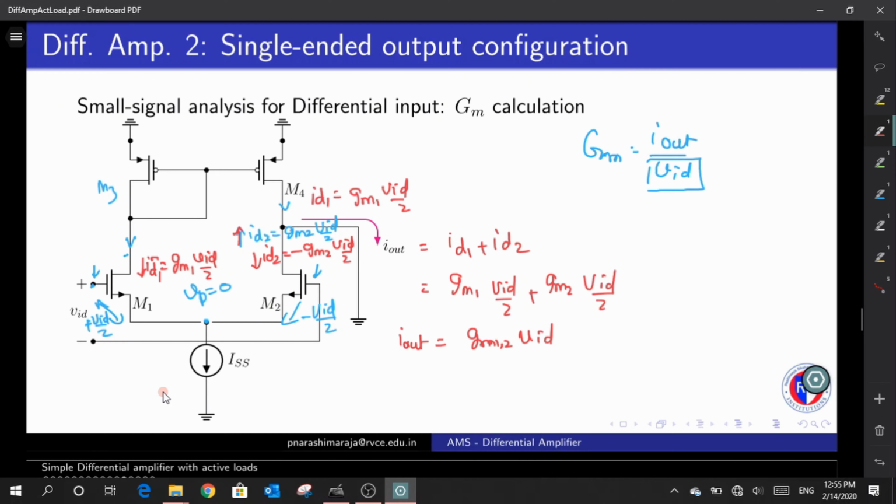Assuming that the value of GM1 is exactly equal to GM2, I can have a single term, which is GM1,2. Clear? Now, what is my capital GM of the circuit?